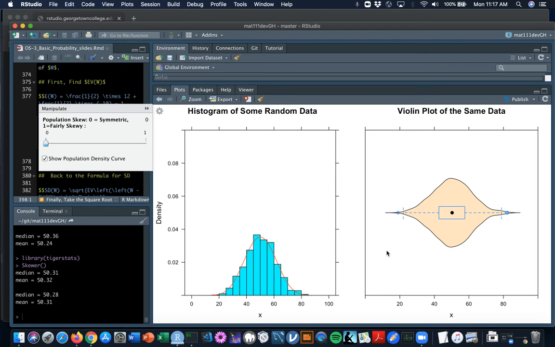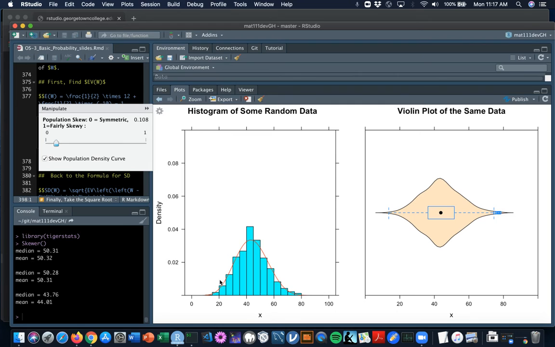So what I'm going to do now is play with the population. Instead of a totally symmetric population, as indicated by this little density curve here where I'm waving my mouse, let's make one that's a little bit skewy. So I'm going to move this little slider over.